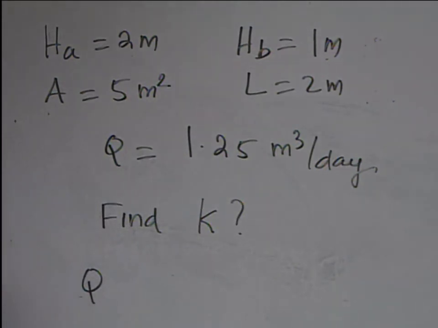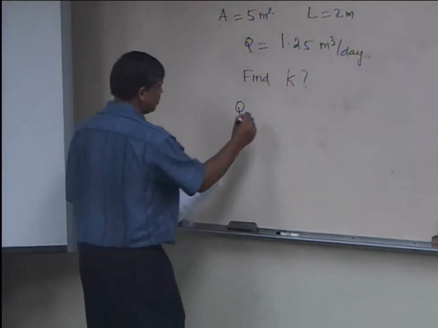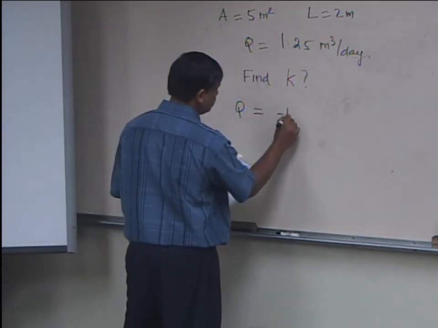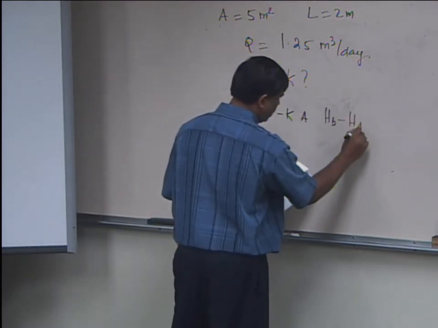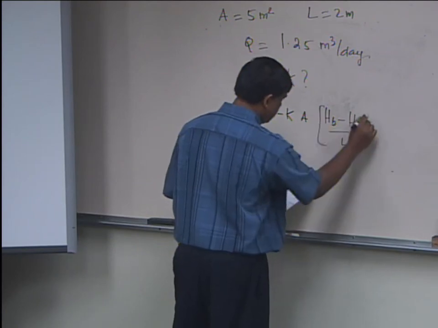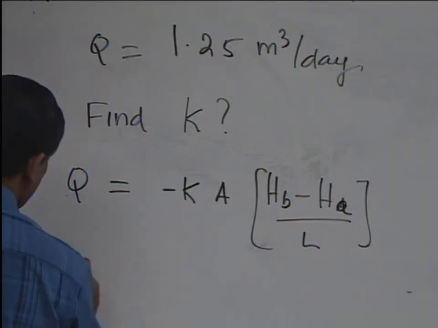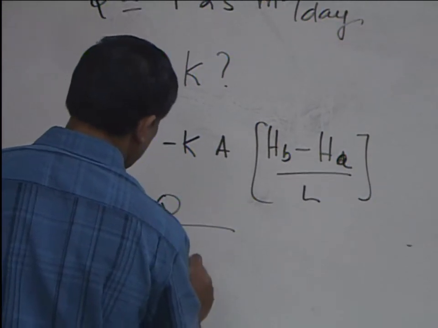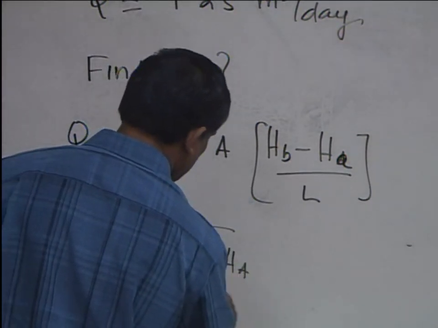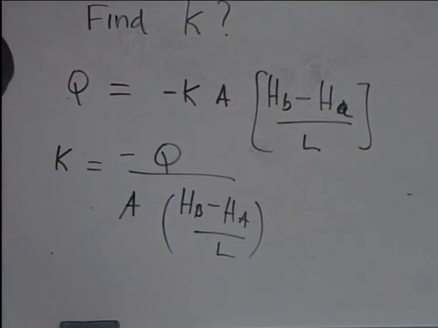So anytime, I can't ask Megan for this. So how do we help her out? You know the equation for Darcy's law, which is Q equals minus K A times HB minus HA divided by L. And you know everything. Everything is known, so let's put the numbers. So K must be equal to Q divided by A times HB minus HA divided by L. So all we need to do is a little bit of algebra.